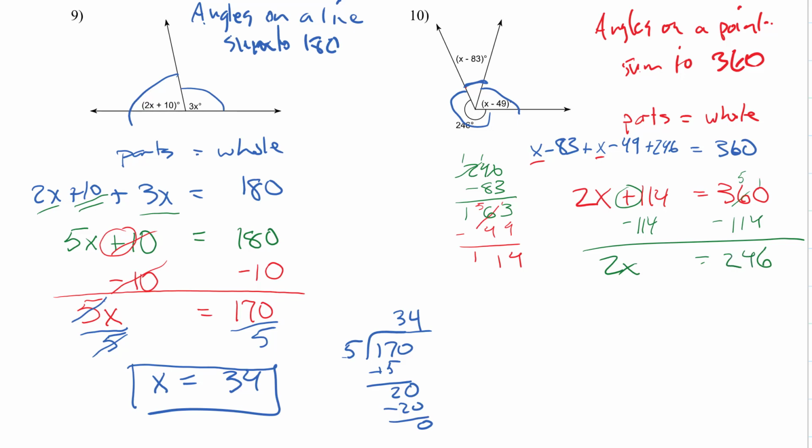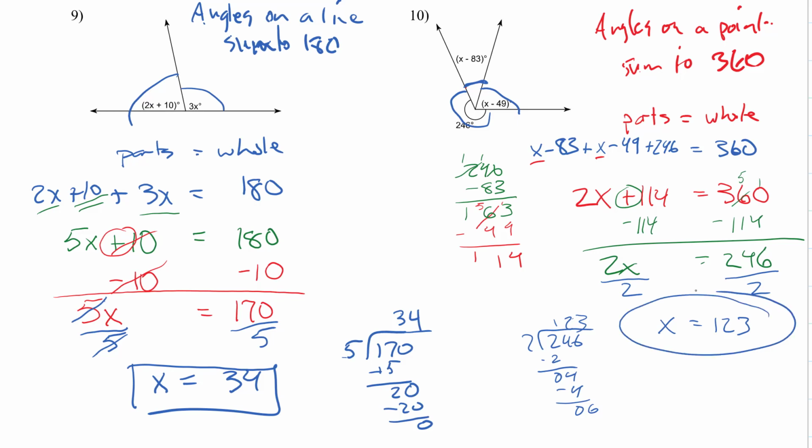And last but not least, I've got 2 times x. The undo of times is divide. So I need to divide both sides by 2. And I get, let's see, 2, 4, 6. 2 goes into that once. 2 goes into that twice. 2 goes into that 3 times. And that should do it.